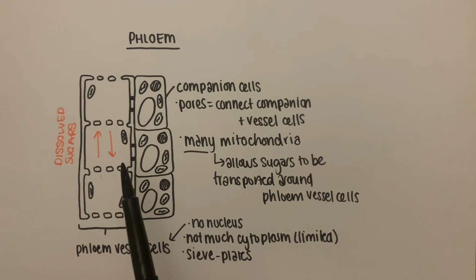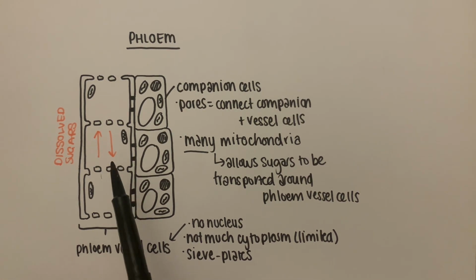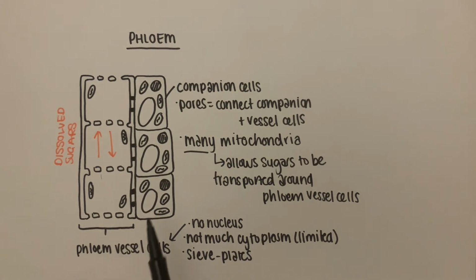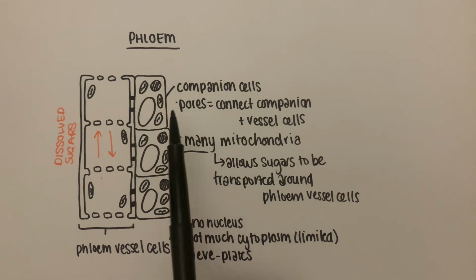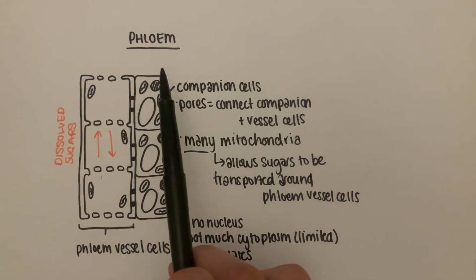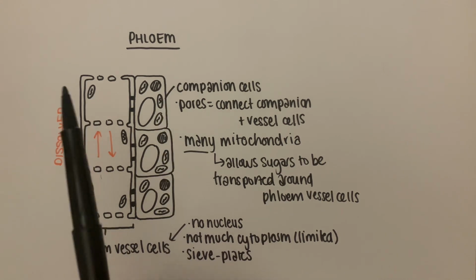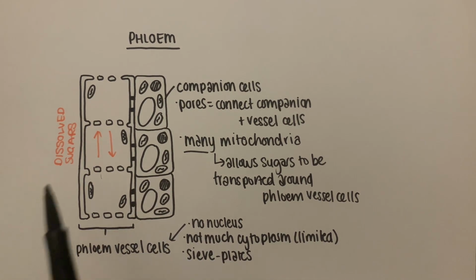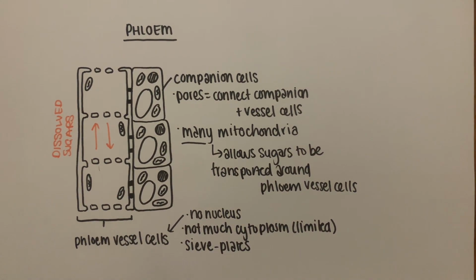So the reason why the phloem vessel cells don't actually have enough mitochondria is because of the lack of the cytoplasm. And for there to be organelles, there actually needs to be a cytoplasm. So where there's limited cytoplasm, that means there's going to be limited organelles, which is the reason why there's companion cells besides these phloem vessel cells to allow more mitochondria to produce more energy for the dissolved sugars to move around the plant. So that's it on the phloem as well.